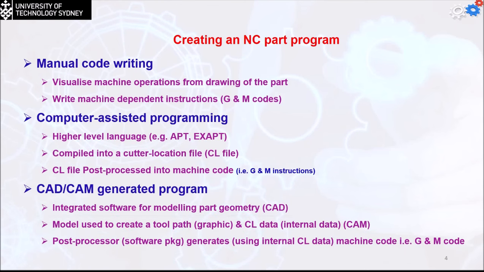And also we can do CAD/CAM, which is what we are going to learn next week: how we can make a 3D geometry for the part. Then the model is going to be used to create the tool path graphically, and then we can generate the CL data program by using the CAM, and transfer it by the post-processor software to generate the G&M codes and export it to the machine.